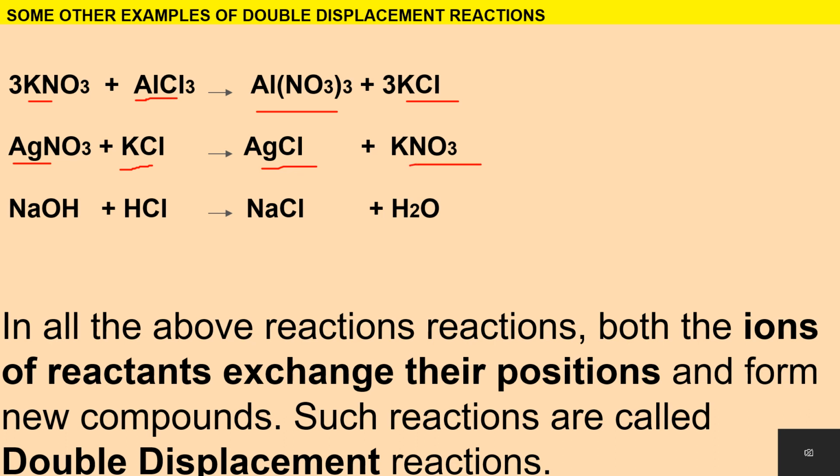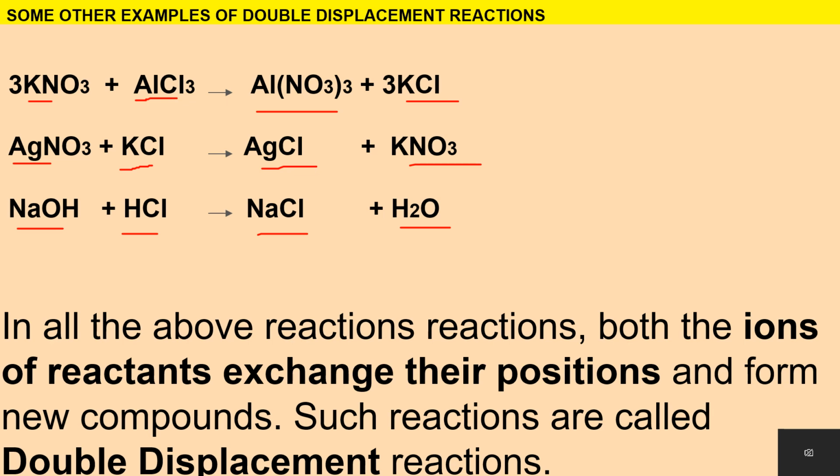In the last reaction taken here, sodium hydroxide is reacting with hydrogen chloride. After reaction, we see that sodium takes the position of hydrogen and hydrogen takes the position of sodium, forming new compounds sodium chloride and water. So in all the above reactions, both the ions of reactants exchange their positions, forming new compounds. Such reactions are known as double displacement reactions.